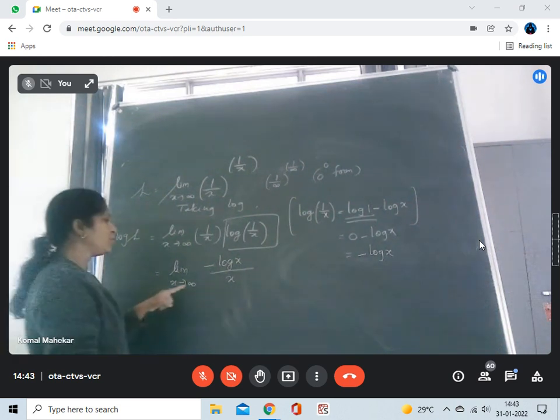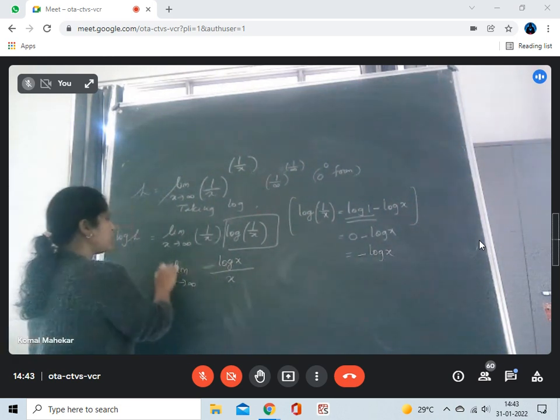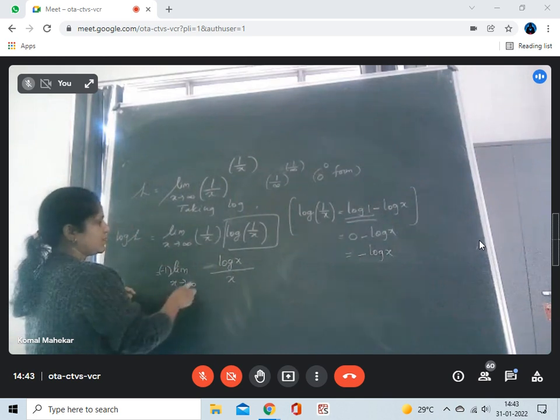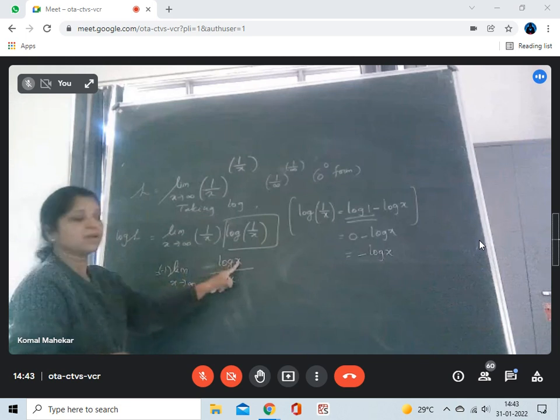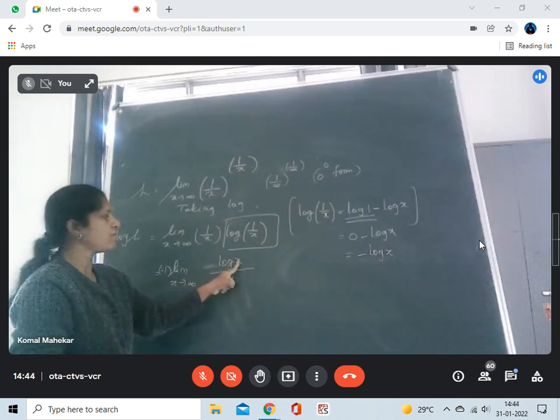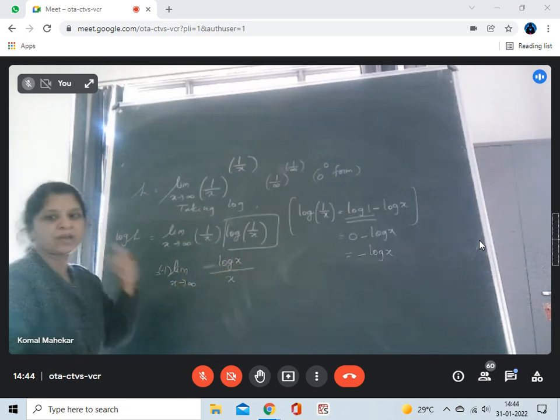Now if you put the value of x is equal to infinity here, take the minus sign outside the limit. So if you put x is equal to infinity, this will become log of infinity upon infinity.